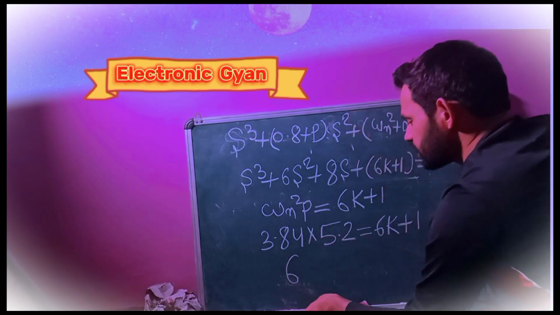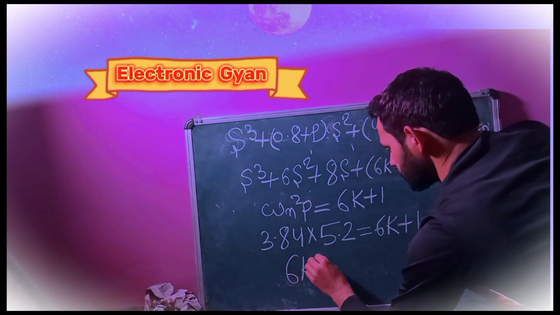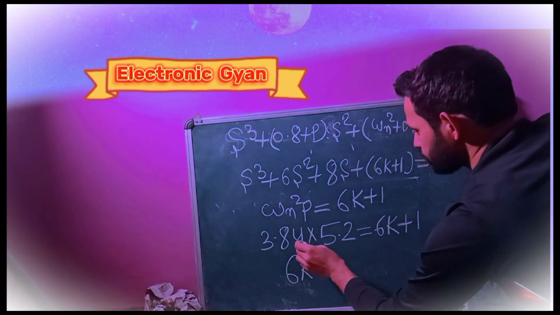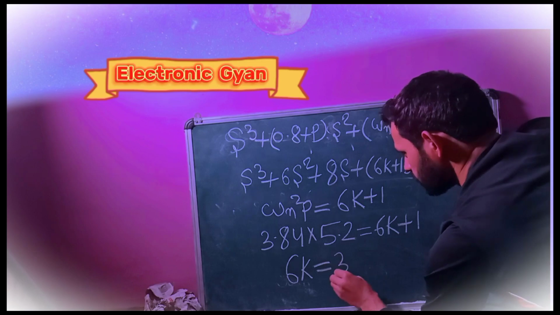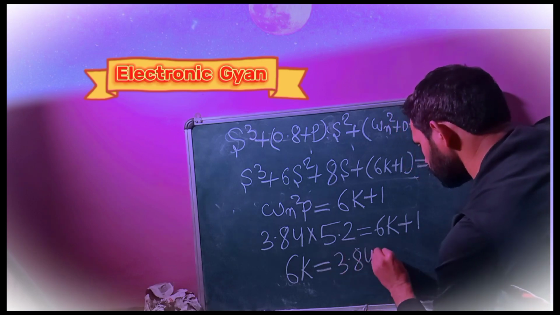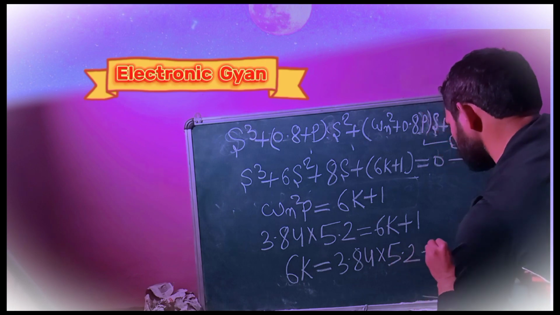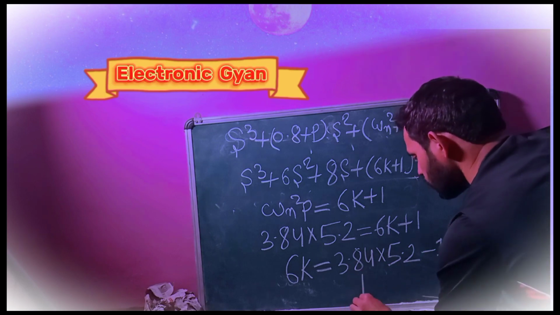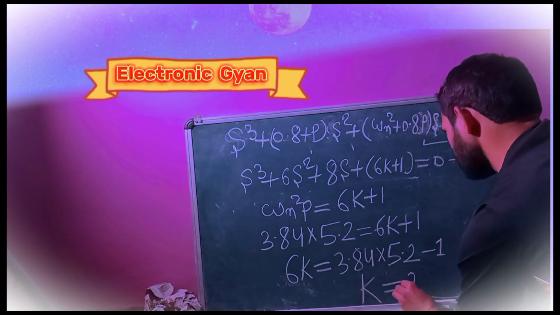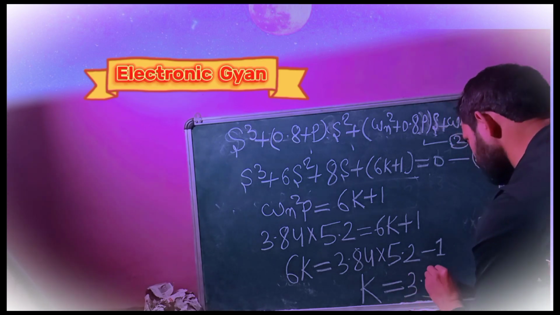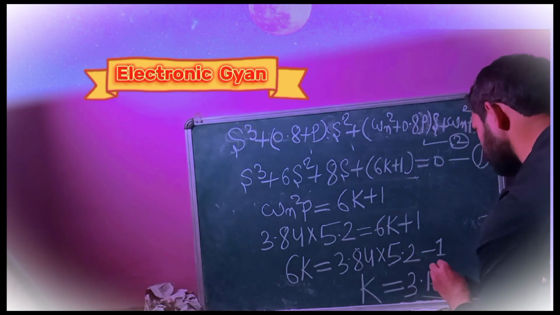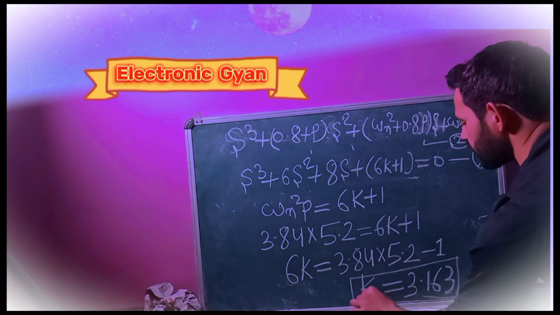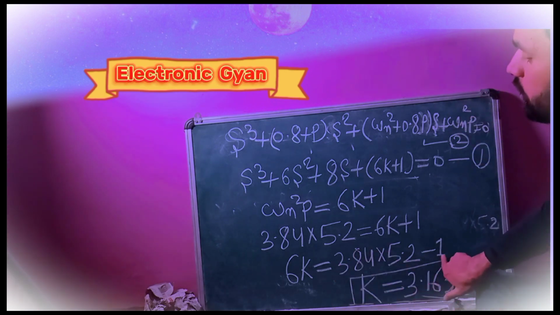Now take this one to this side. What do we get here? We get 6k equal to 3.84 into 5.2 minus 1. When you multiply this and subtract 1, from this we get the value of k as 3.163, which is approximately root 10. So the value of k is equal to 3.163.